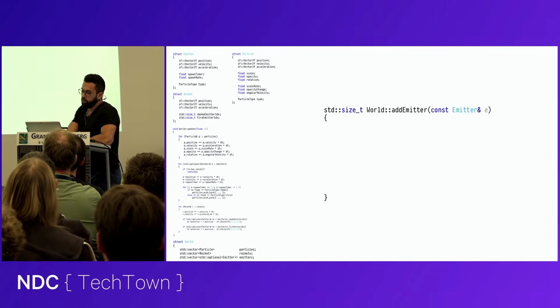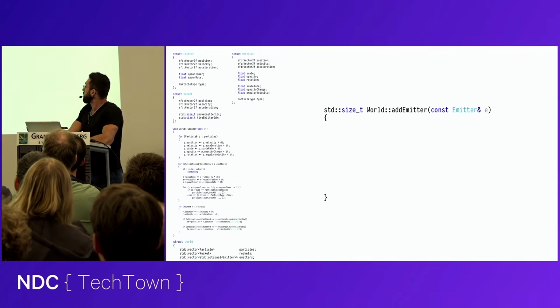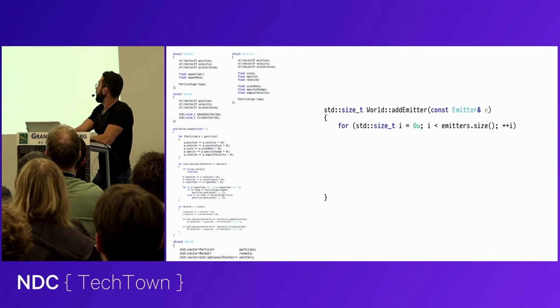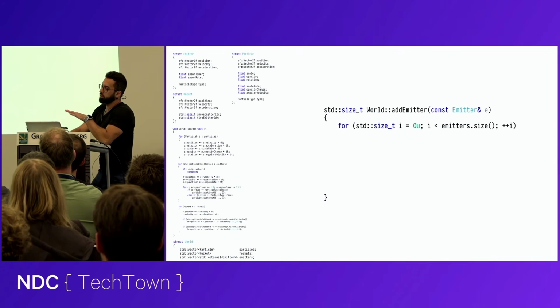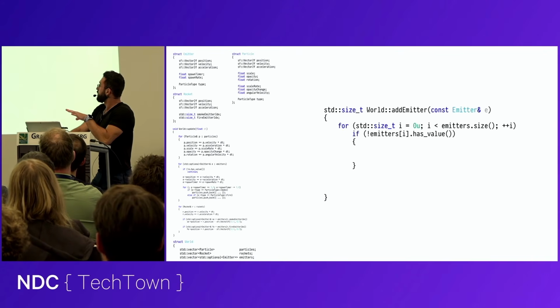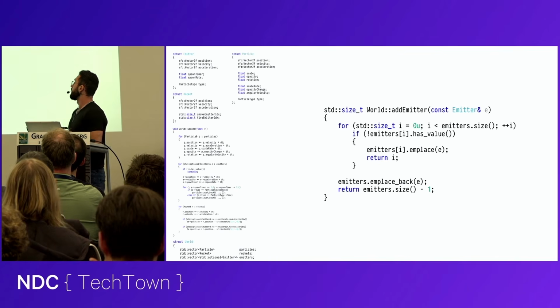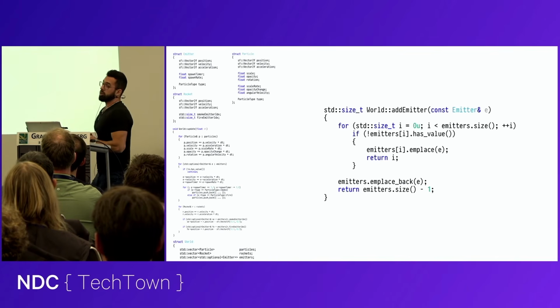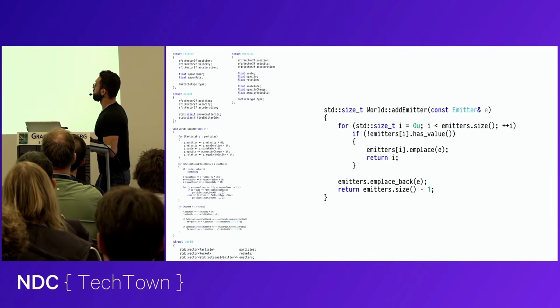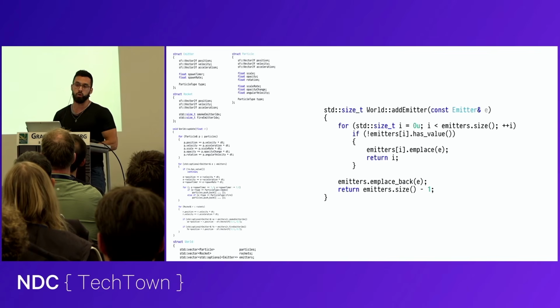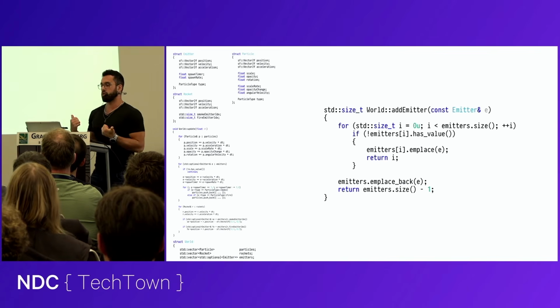Now, how do we deal with the emitters' slots? So this is probably the most naive algorithm. I'm just going to loop through all the slots. If there is an empty one, I'm going to put the emitter in there and return the index. Otherwise, I'm going to call emplace_back, create a new slot, and return the last index. This is a linear complexity algorithm, not very clever, but because the number of emitters is very small compared to the number of particles, this doesn't matter.